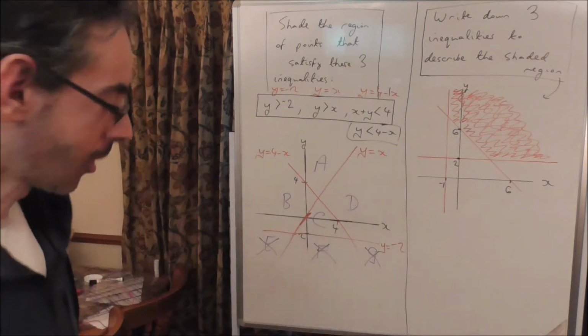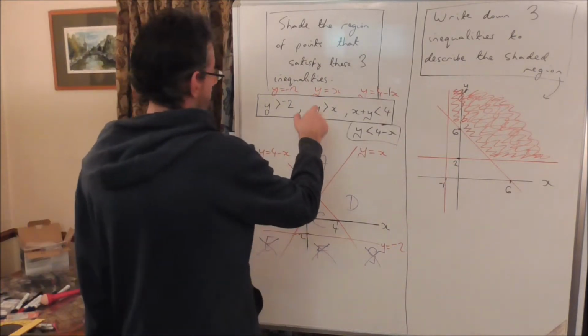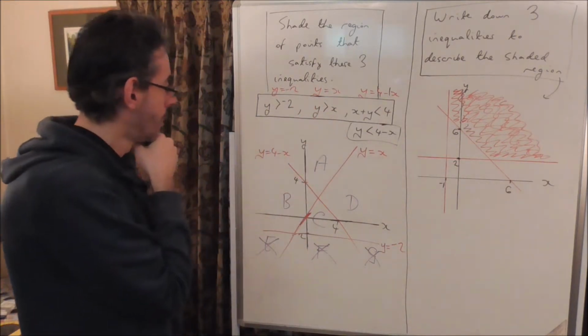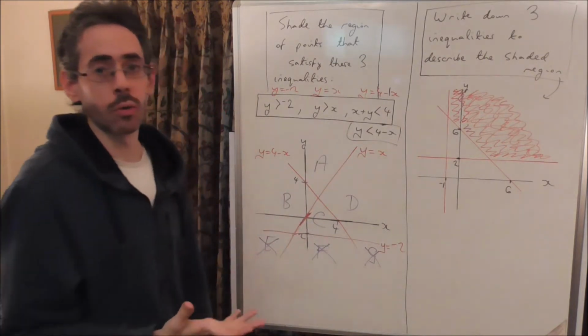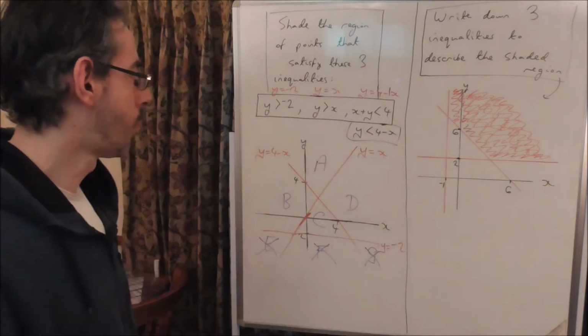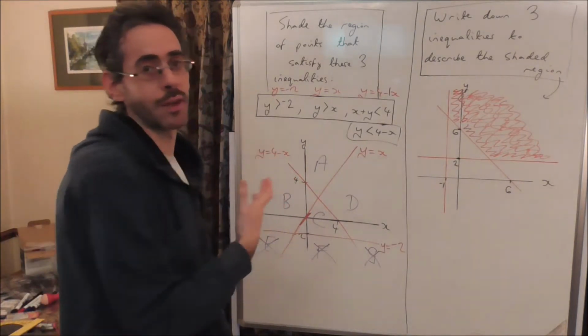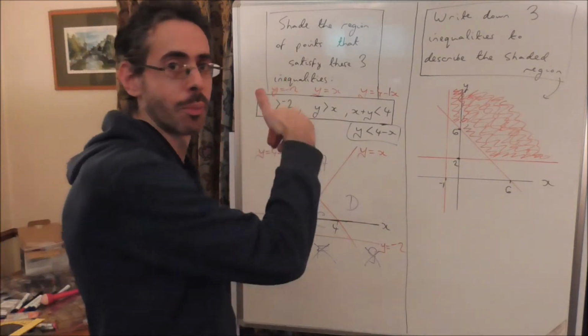So let's look at the second inequality. It's y is greater than x. So on this line, y equals x, the y-coordinates equal the x-coordinates. Points where the y-coordinates are greater than the x-coordinates, are they above the line or below the line?